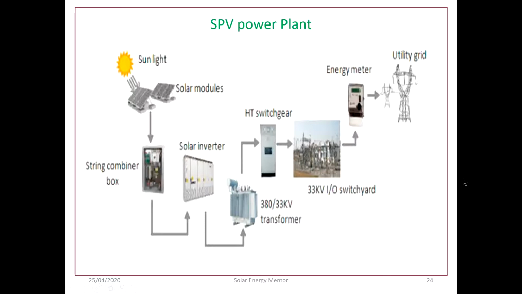A typical solar photovoltaic power plant works in this flow. Sunlight is incident on the solar panels, the solar modules. All the solar modules are connected with cabling to a string combiner box, and from the string combiner box the current goes to the solar inverter, where this DC is converted into AC. Then there is a 380/33 kV transformer, then the power goes to HT switchgear, then to the switchyard, and from the switchyard through the energy meter to the utility grid. This is a typical flow of a solar park operation.